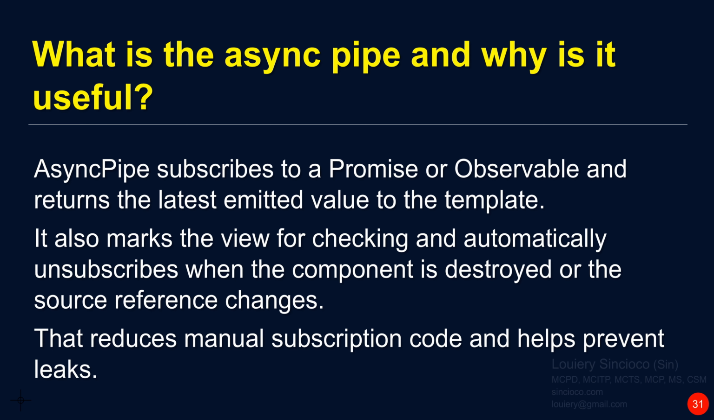What is the async pipe and why is it useful? The async pipe subscribes to a promise or observable and returns the latest emitted value to the template. It also marks the view for checking and automatically unsubscribes when the component is destroyed or the source reference changes. That reduces manual subscription code and helps prevent leaks.